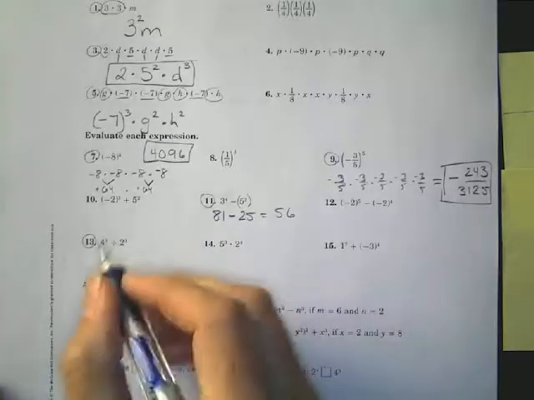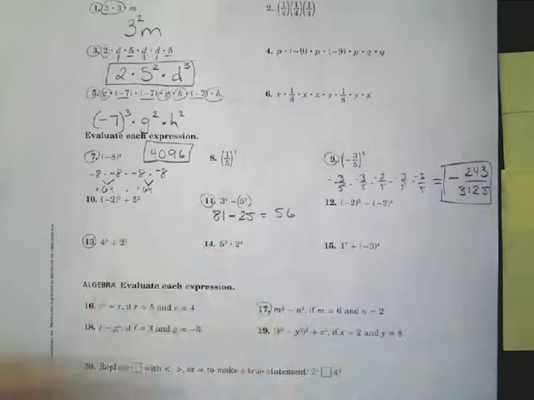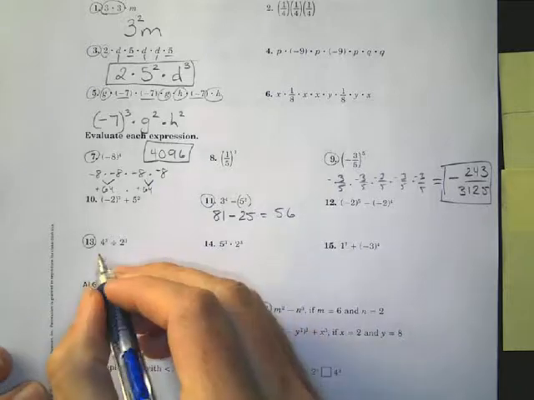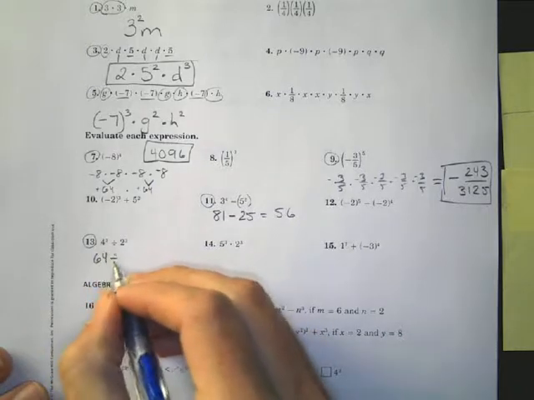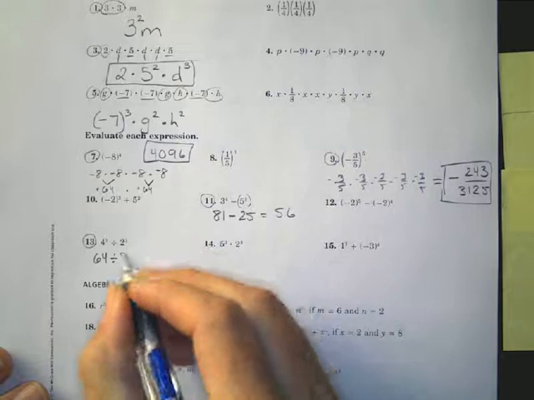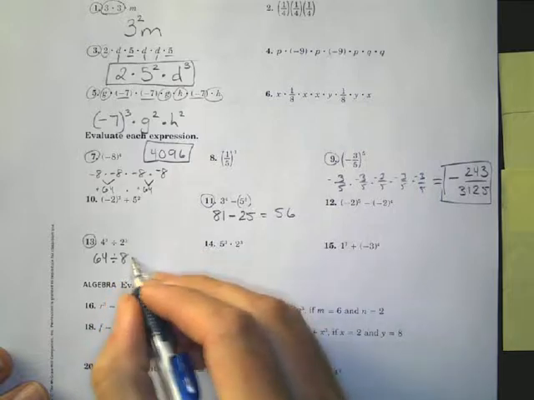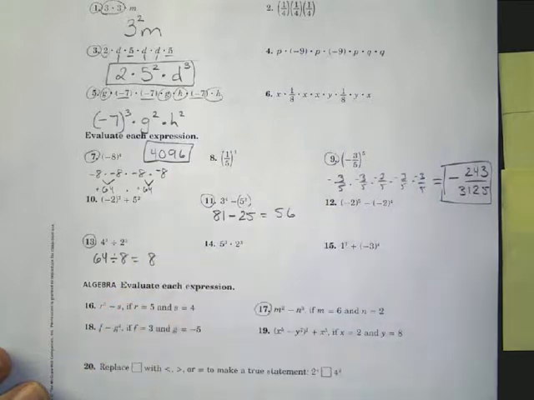On number 13, I'm going to do the exponents first. You can think back to order of operations. Exponents come first. So 4 cubed, 1, 2, 3, is actually 64. And I'm going to divide 64 by 2 cubed, which is 8. 64 divided by 8 is 8, and I leave it there as so.